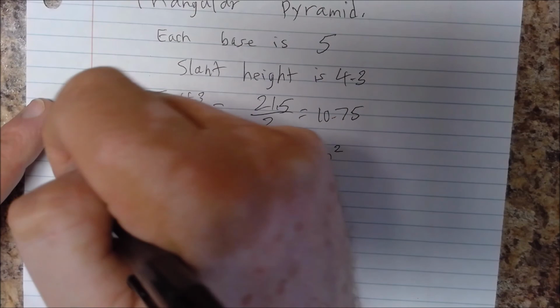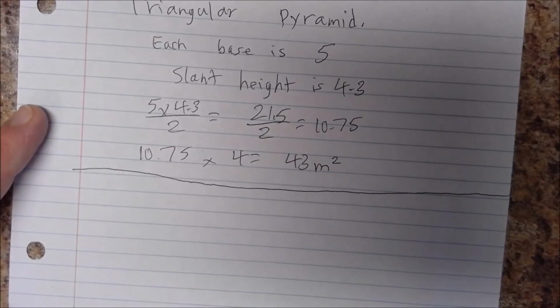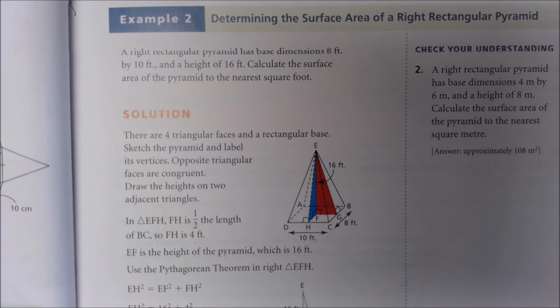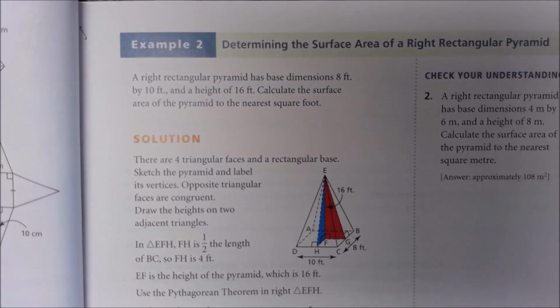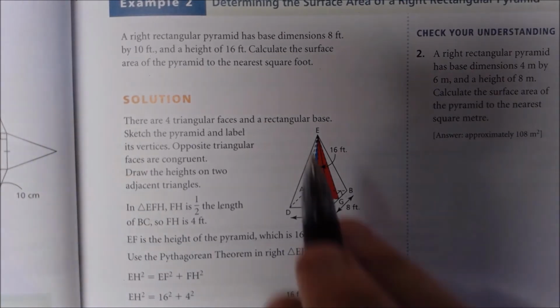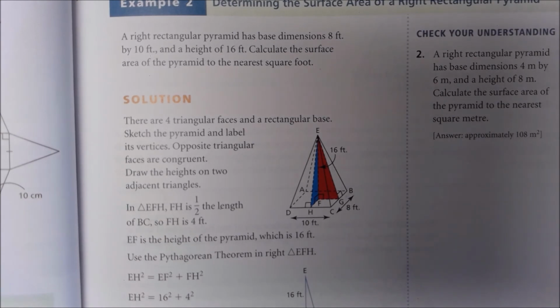Okay, with that, underline this part, and we're going to do a rectangle next. We'll do a couple of rectangle examples, and then I think that should be adequate for this. A right rectangular pyramid has dimensions 8 feet by 10 feet and a height of 16 feet. Calculate the surface area of the pyramid to the nearest square foot.